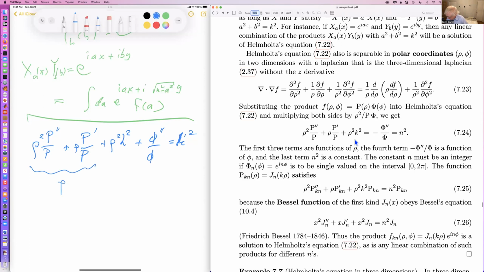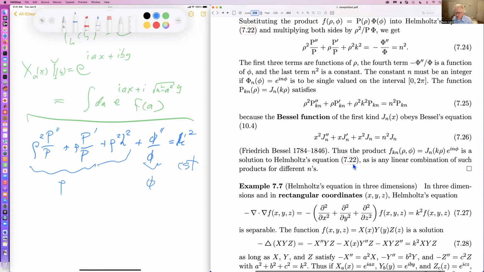this part is just a function of rho, this part is just a function of phi, and this part is a constant. And so we can then set this rho part equal to a constant, and the phi double prime over phi part equal to a constant. But those two constants have to add up to whatever the right-hand side was. I think it might have been k squared.